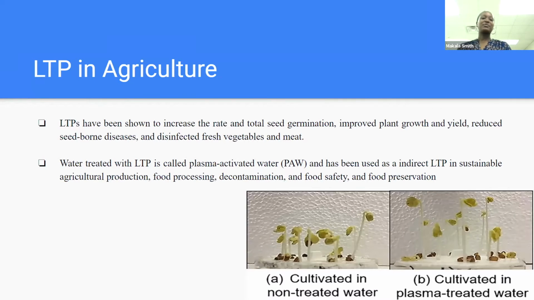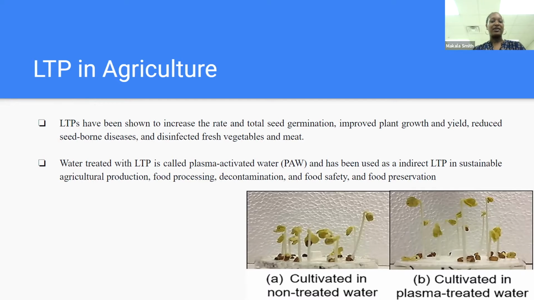So, low temperature plasma in agriculture. LTP has been shown to increase the rate and total seed germination. It has been shown to improve plant growth and yield, and it also has been shown to reduce seed-borne diseases while also disinfecting fresh vegetables and meat.